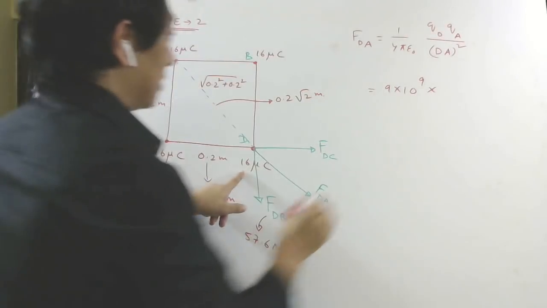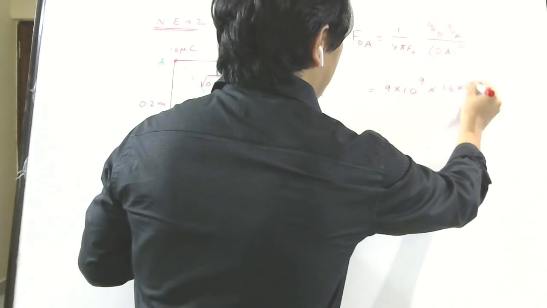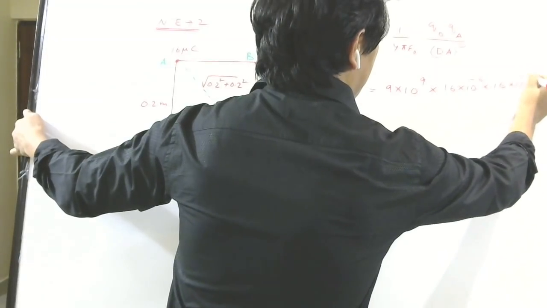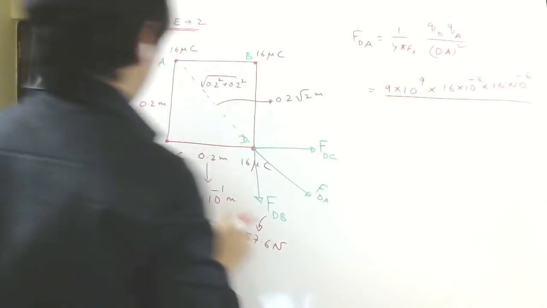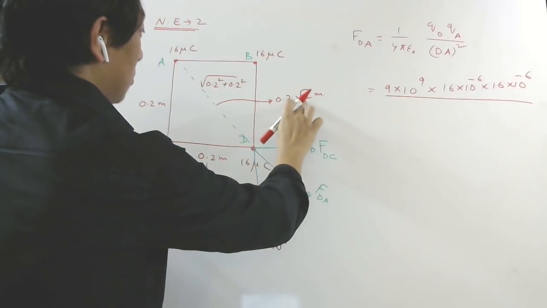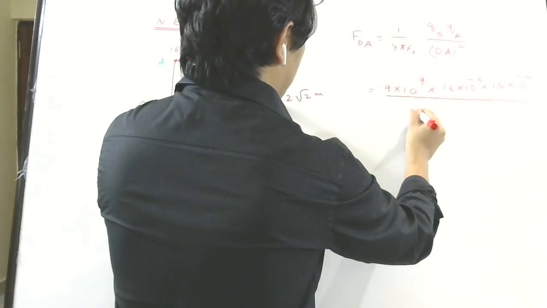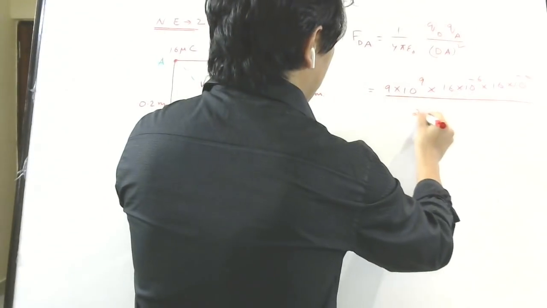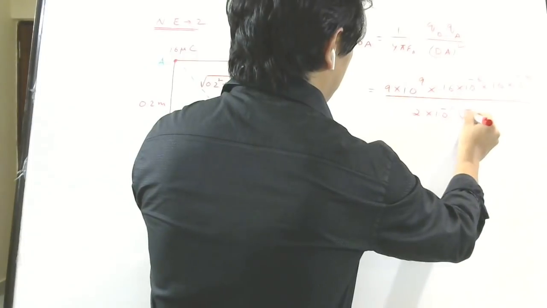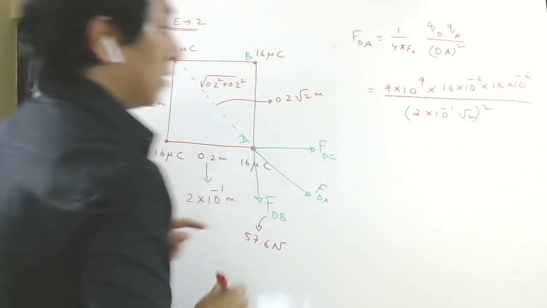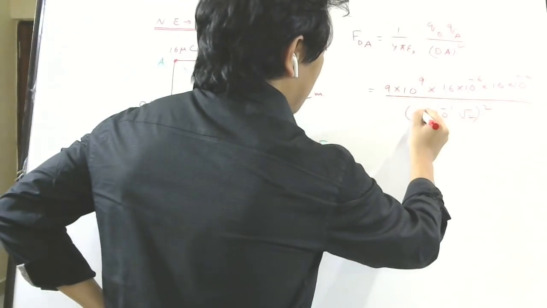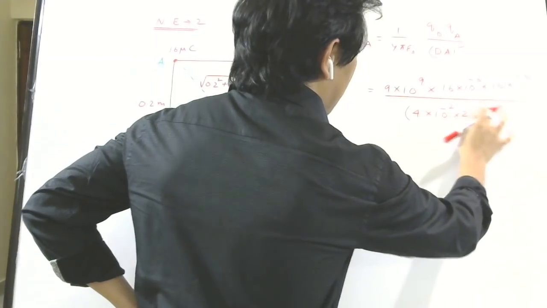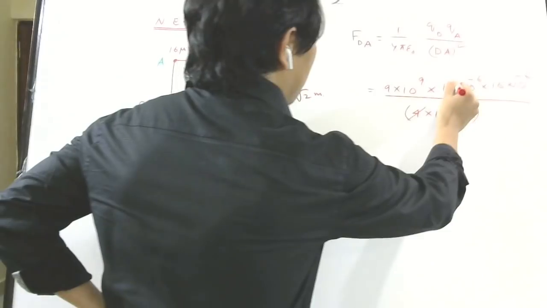Charge at D, 16 microcoulomb. Charge at A, 16 microcoulomb. Divided by dA whole square. Now dA is 0.2 root 2 whole square. That will be, how much? See, we already wrote 0.2 before: 2 into 10 power minus 1. So 2 into 10 power minus 1 root 2 square. Now look carefully. This will be 4 into 10 power minus 2, and this will be into 2 once you take the square. Now this will be 4, 4 is 16.